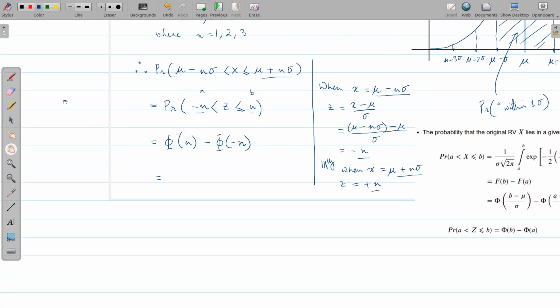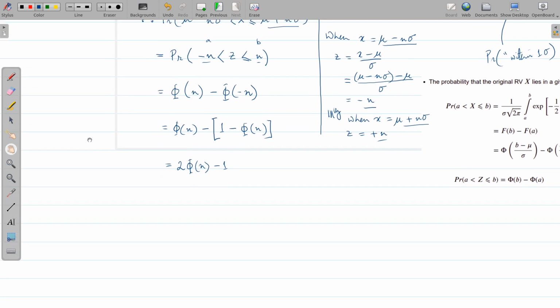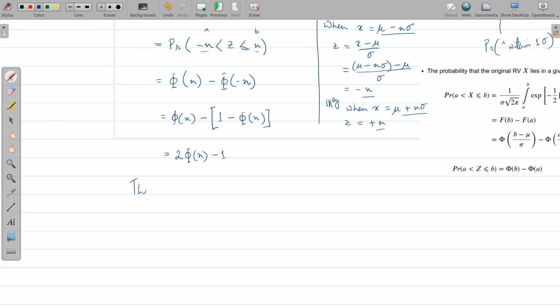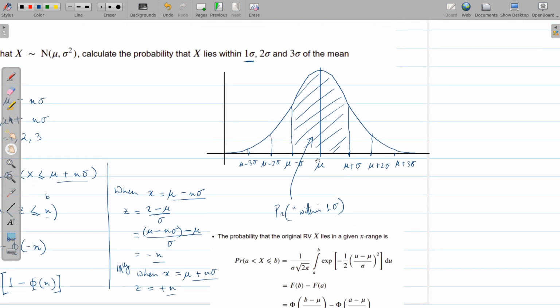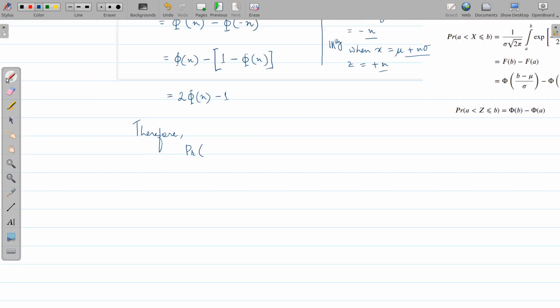So this gives us phi of n minus, then we have 1 minus phi of n again. And this minus and minus will become plus, and as a result we will get 2 phi n minus 1. Okay, so now it's really straightforward. If I want to find out the probability that x lies within 1 sigma, that means x lies between mu minus sigma and mu plus sigma. So mu minus sigma less than x less than or equal to mu plus sigma.